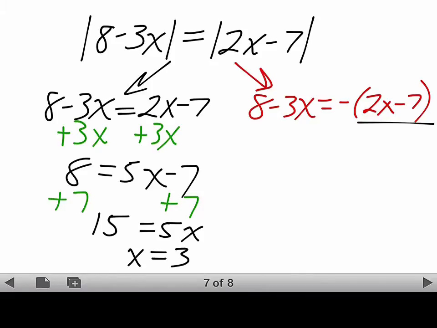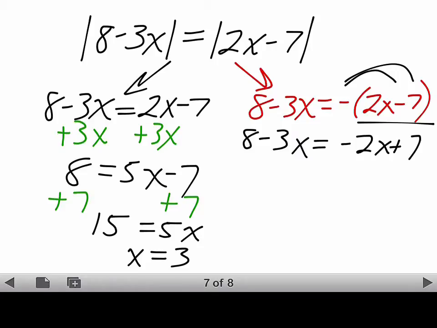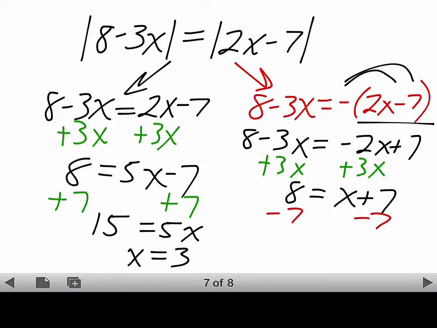For the equation on the right-hand side, we're going to distribute the negative, and we'll have 8 minus 3x is equal to negative 2x plus 7. I'm going to add 3x to both sides. That'll give us 8 is equal to x plus 7. And then finally, subtracting 7 from both sides gives us x is equal to 1. I'll again write the answers separated by a comma.